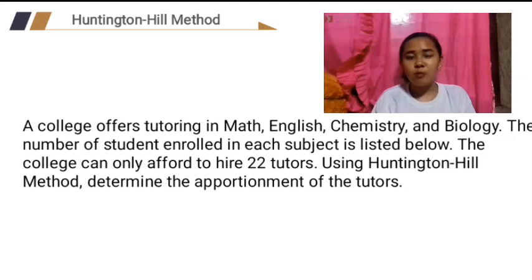Here is the example problem. A college offers tutoring in math, English, chemistry, and biology. The number of students enrolled in each subject is listed below. The college can only afford to hire 22 tutors. Using the Huntington-Hill method, determine the apportionment of the tutors.